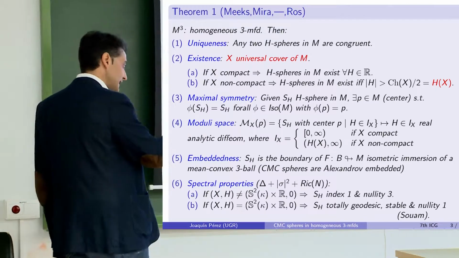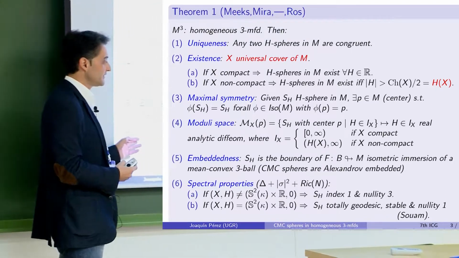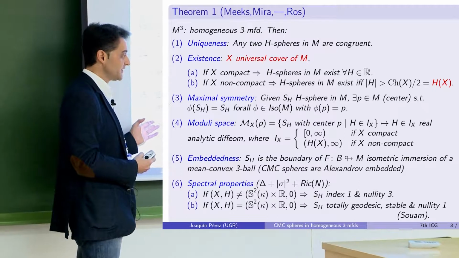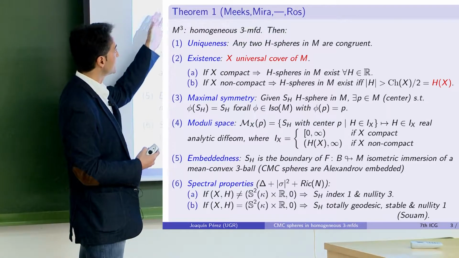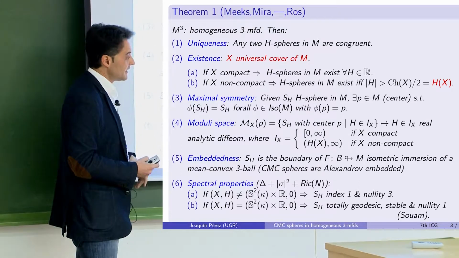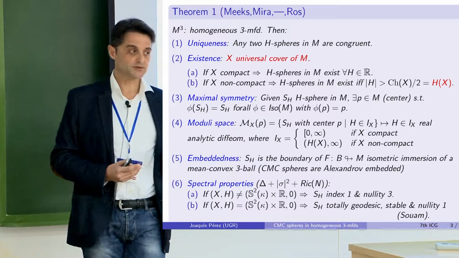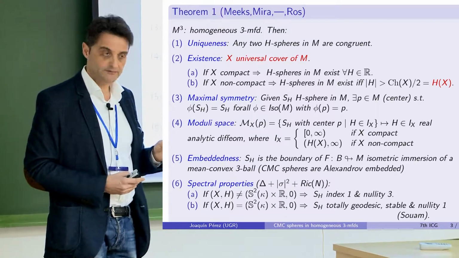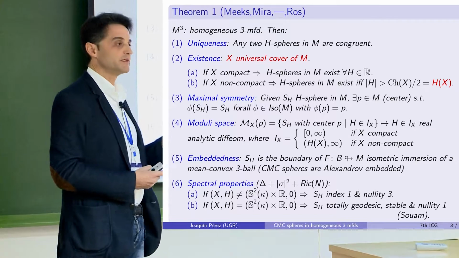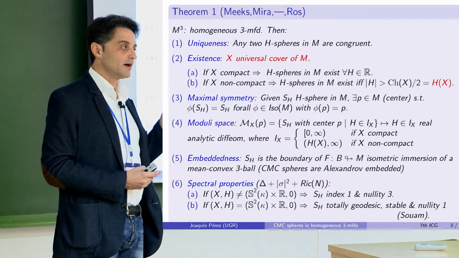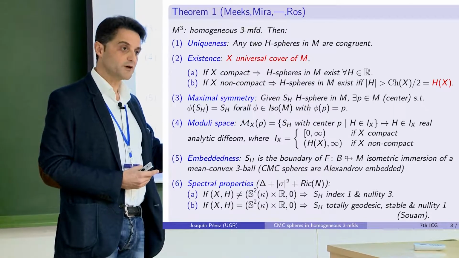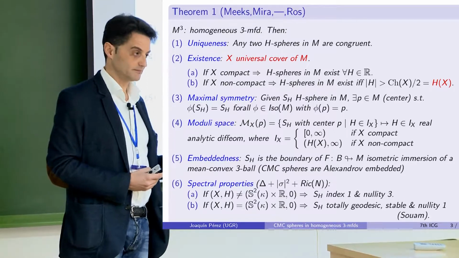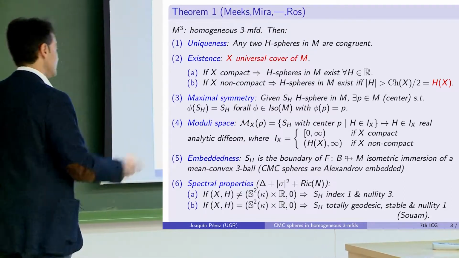If you are not in that setting, then the constant mean curvature sphere, if it exists, that is governed by this item, will have index 1, so exactly one negative eigenvalue, and nullity 3, which means that 0 will be an eigenvalue of the Jacobi operator with multiplicity 3. Okay?